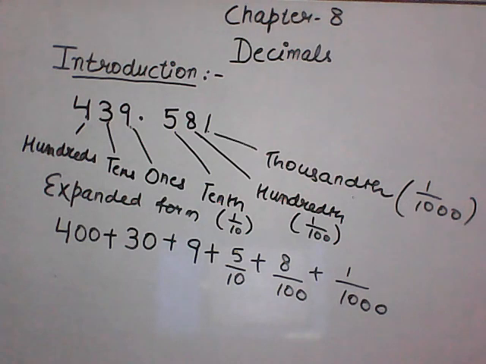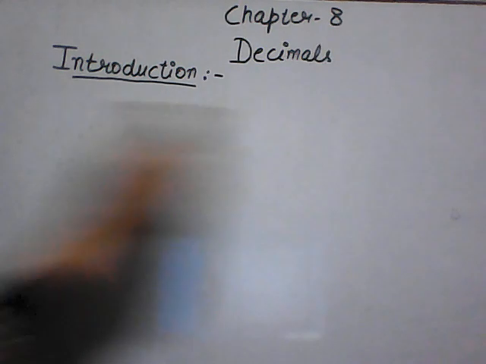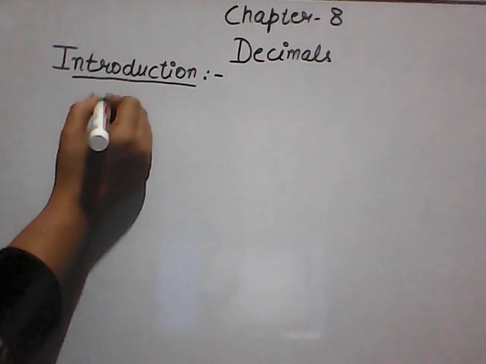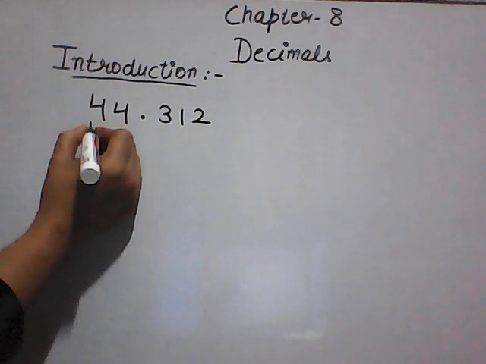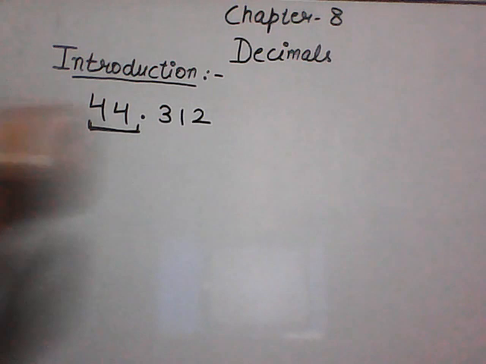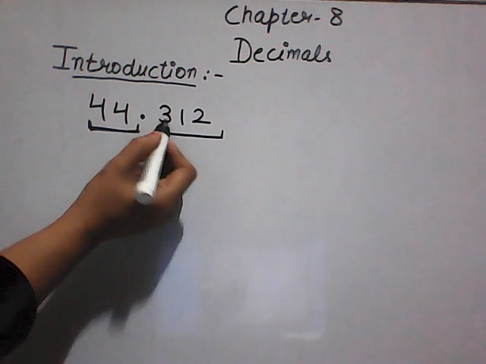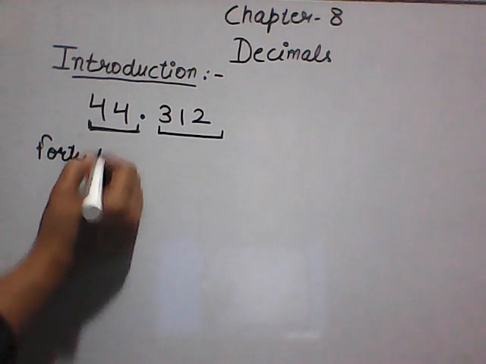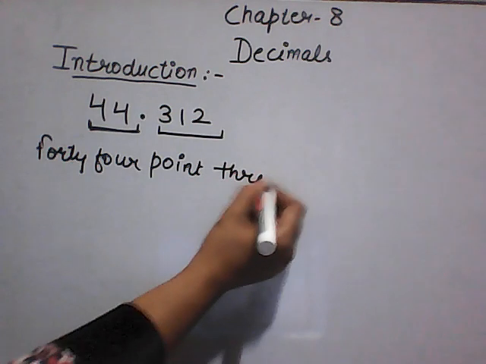Now suppose you have to read and write the decimals. Suppose a decimal is given to you, and how can you read a decimal? Suppose it is given to you 44.312. Then how can we read it? The whole part is read as 44. After the decimal point, that means the fractional part, is read as 312. So we can write it as 44.312.